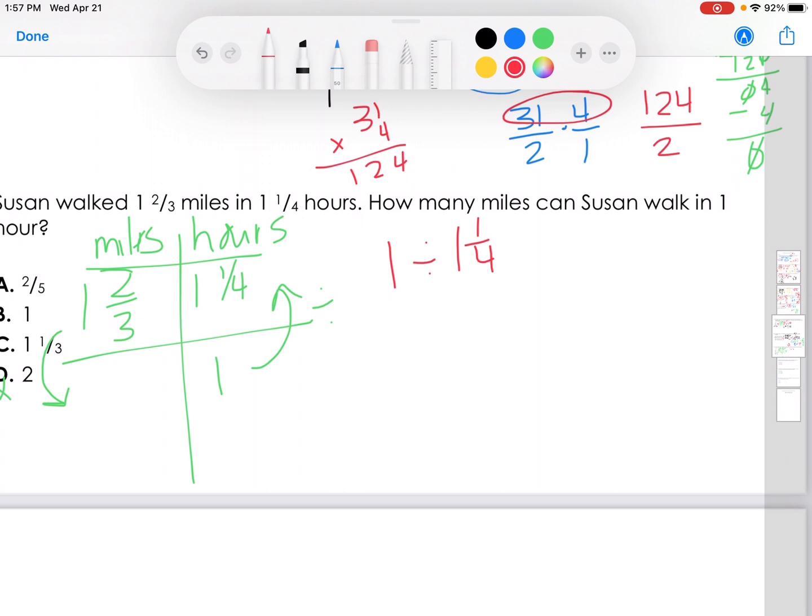So I have to go around the world. 1 times 4 is 4, plus 1 is 5. So I have 5/4. So I'm going to keep, change, flip. 1 over 1 times 4 over 5. So I end up with 4/5. So when I divide, I get 4/5. Over here, I get 4/5. So now I have to do 1 2/3 times 4/5.